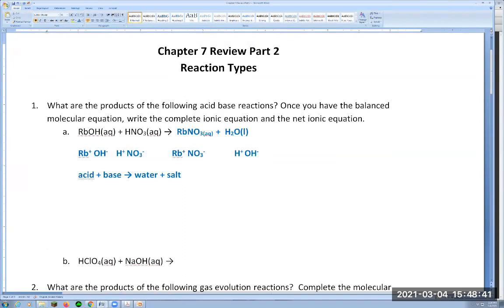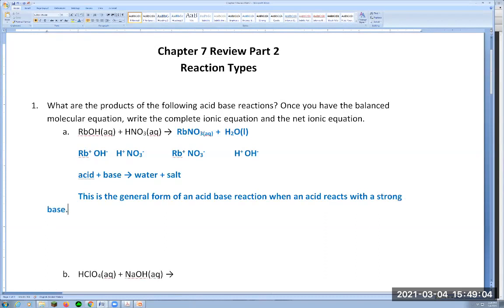That's the general form of an acid-base reaction when the base is a strong base. Let me specify that. This is the general form of an acid-base reaction when an acid reacts with a strong base. It only is very true for strong bases. A strong base is made of the hydroxide ion and then a metal, like rubidium OH- here.